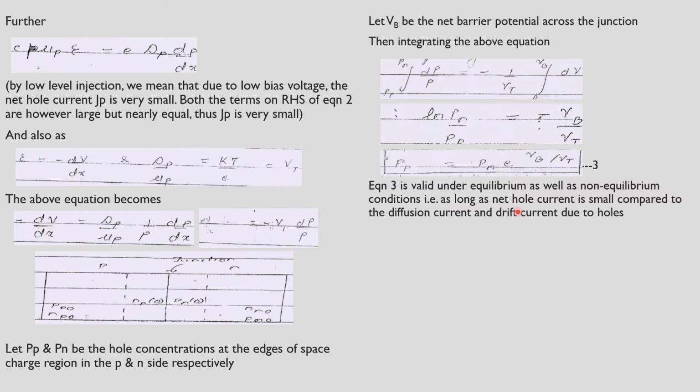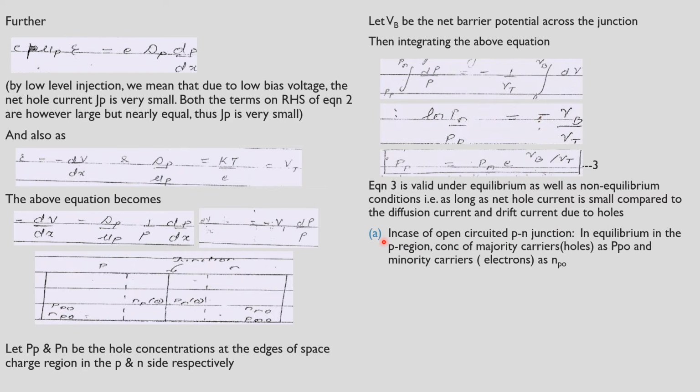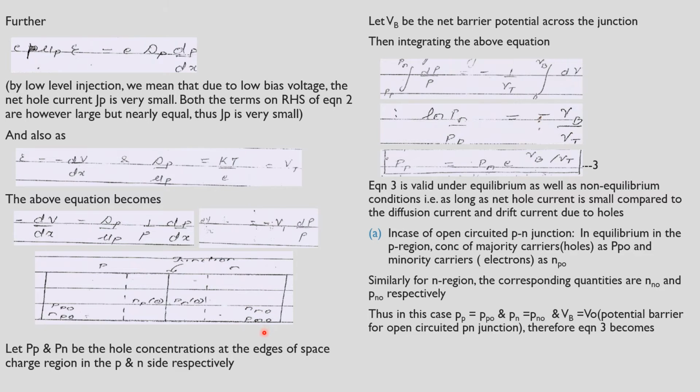That is, as long as the net hole current Jp is small compared to the diffusion current and the drift current due to the holes. We'll see two cases. One is the open-circuited PN junction. In equilibrium in the P region, the concentration of the majority carriers, that is the holes, we will denote as Pp0, and the minority carriers, electrons, we will denote as Np0. Similarly, for the N region you will get these terms Nn0 and Pn0 respectively.